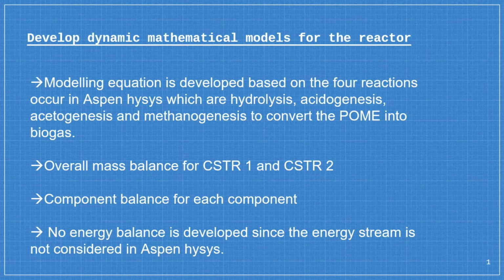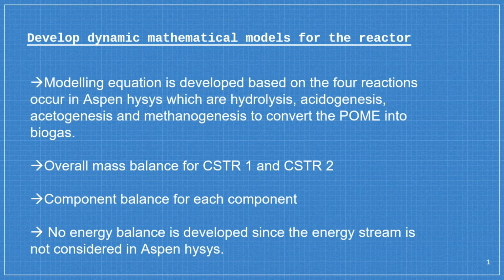Hi, I'm Shamina. Next, I will explain the content and tasks required by the process modeling and simulation subject. In this subject, first we are required to develop dynamic mathematical models for the reactor. The modeling equations are developed based on the 4 reactions that occur in Aspen HYSYS, which are hydrolysis, acidogenesis, acetogenesis, and methanogenesis, in order to convert the POME into biogas.